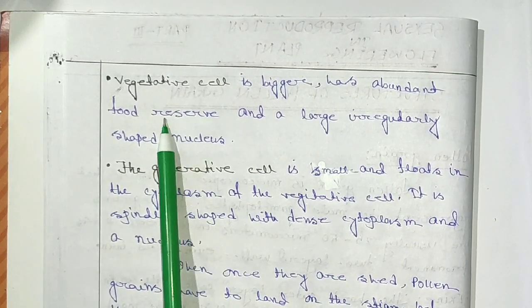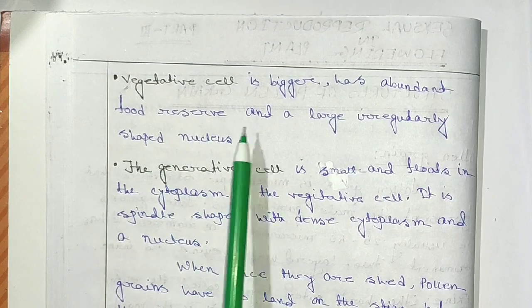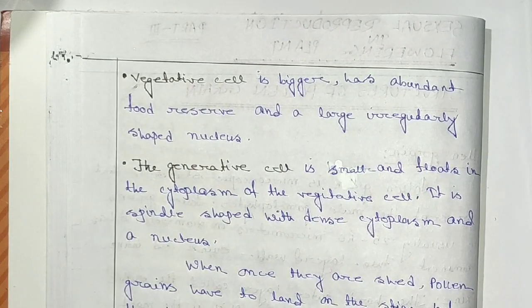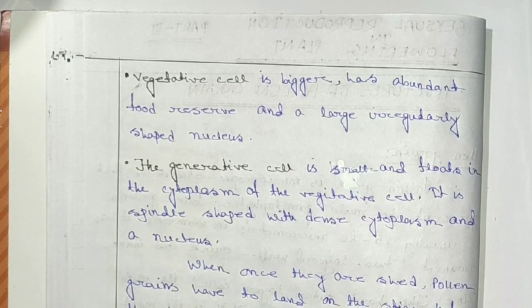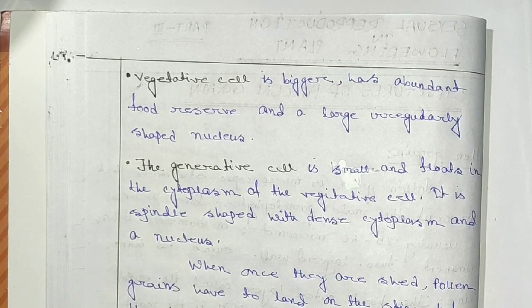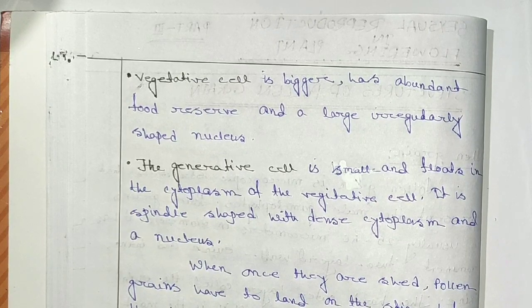Now what is the vegetative cell? The vegetative cell is bigger, has abundant food reserve and a large irregularly shaped nucleus. That means the vegetative cell is bigger than the generative cell and it has abundant food reserve, and the nucleus which is present in the vegetative cell is irregular in shape.